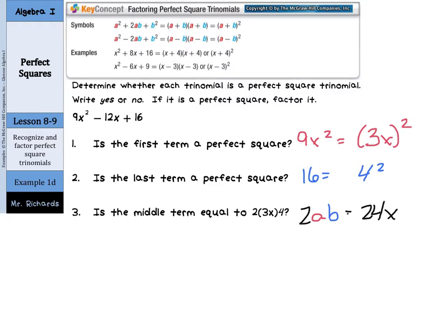And that's not what I have in my trinomial there. I have a negative 12x, so my answer is that this is not a perfect square trinomial.